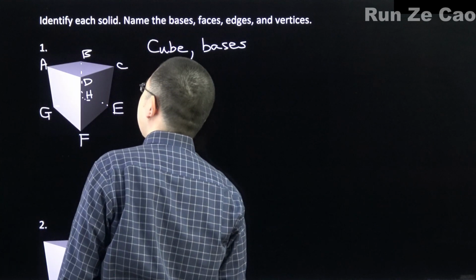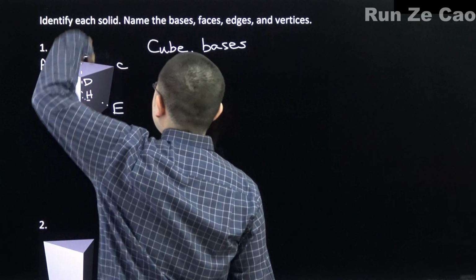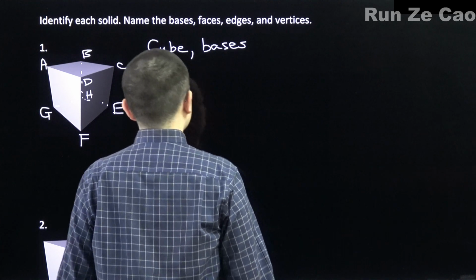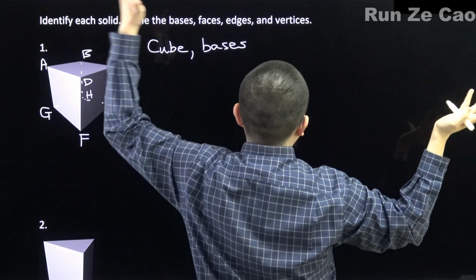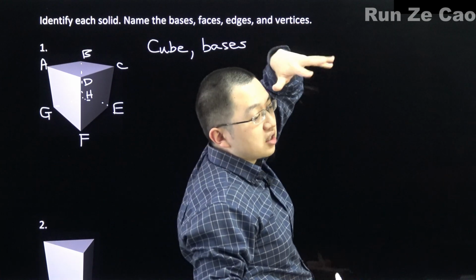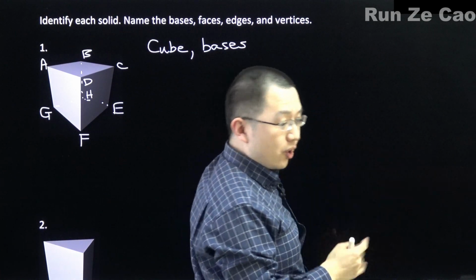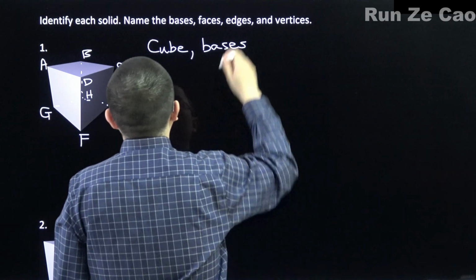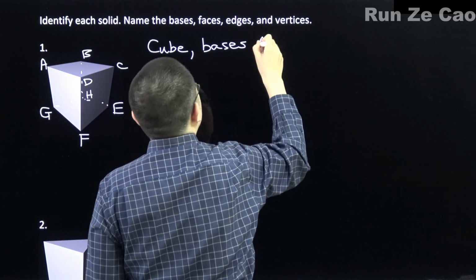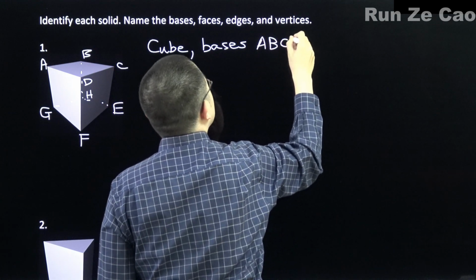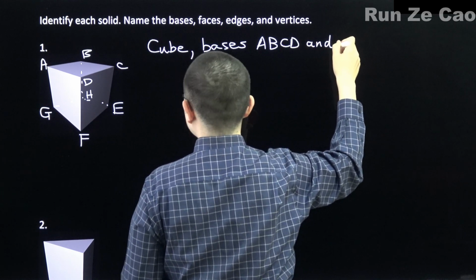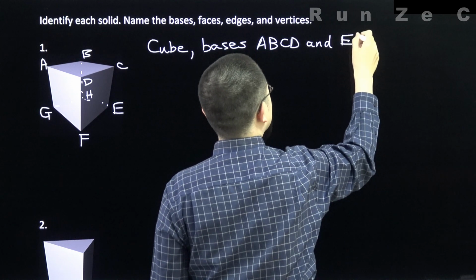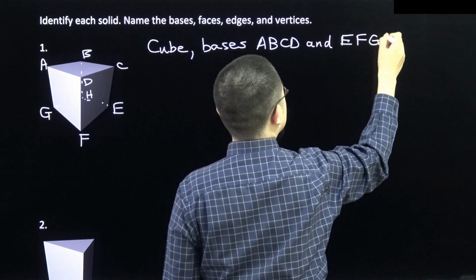We'll be going with, for rectangular prisms, the bases are the top and bottom faces. That's usually the convention. Other types of prisms, of course, the bases are the 2 that are parallel. Bases are A, B, C, D, and E, F, G, H.